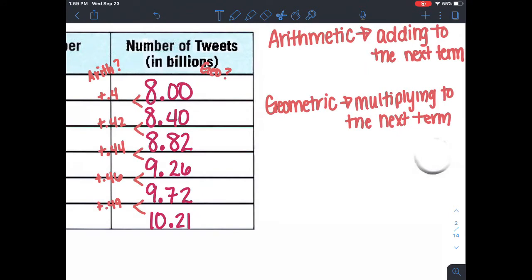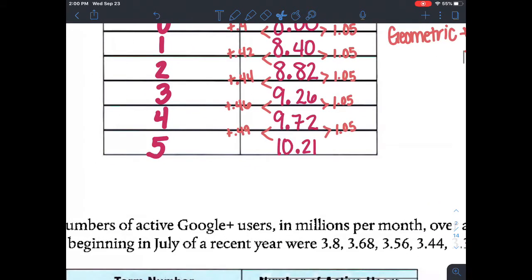Geometric, we're going to do something similar. Geometric is multiplying to get to the next term, so we're actually going to divide the first term by the 0th term. So 8.4 divided by 8, 8.82 divided by 8.4. And once we do that, we actually get the same number. We're multiplying the same number each time. So 8 times 1.05 is 8.4, and keep multiplying throughout, and you get the next term. So this sequence is, in fact, geometric.